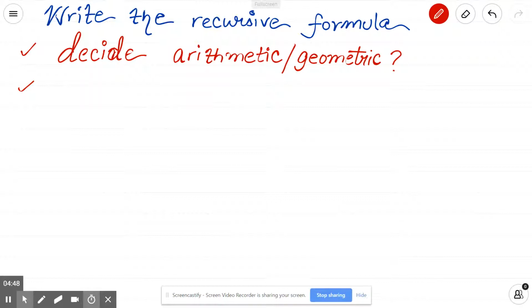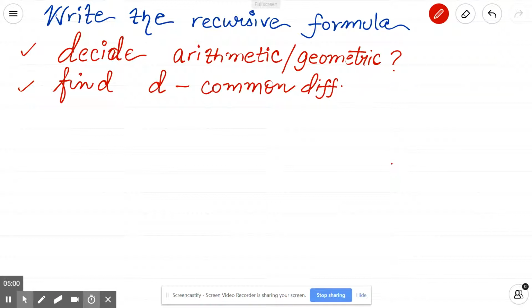The next step will be you will find that number. You will find d, which is your common difference, and you will find r, which is your common ratio. And then you write the recursive formula.